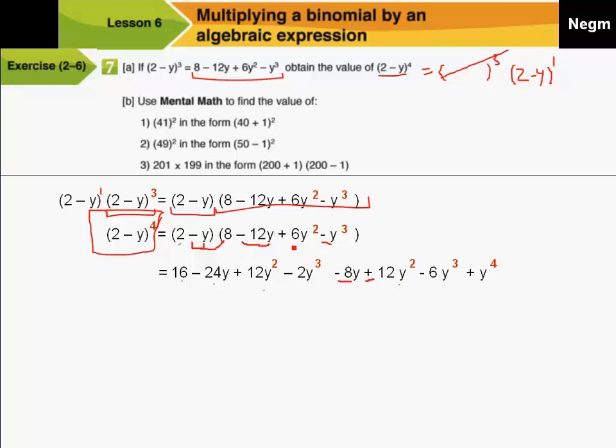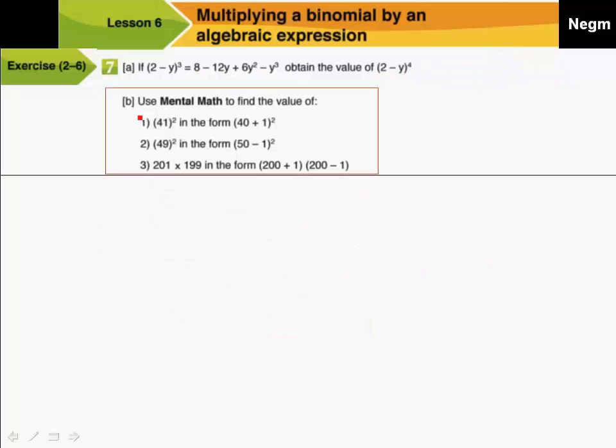Minus y times plus 6y squared is minus. Minus times plus is minus. y times y squared is y cubed, times 6. Minus y times minus y to power 3 is plus y to power 4, as we know. Collect the like terms together and make a summation. This will equal this expression.